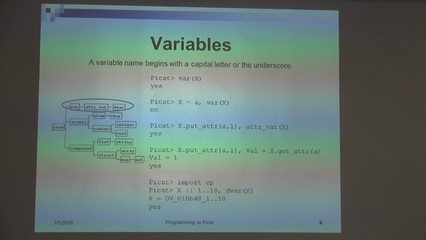A variable can become an attributed variable once you attach an attribute to it. And you can use get attribute to get the value associated with the attribute. And you can create a domain variable. Since domain variable built-ins are provided by these constraint modules, you need to import one of the modules before you can use these built-ins. So we import cp, and we create a domain variable.